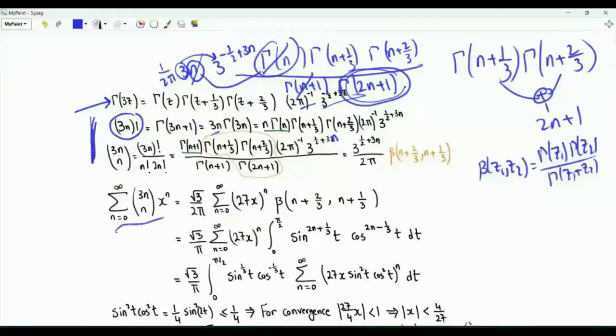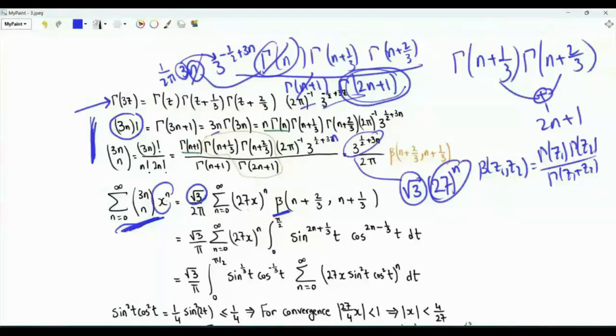We make use of this result here to write down this sum, this generating function, using the beta function. This term here can be written as the square root of 3, 27 to the power n. Here is the square root of 3. This term with x to the n can be written as 27x all to the power n. Then we have the beta function. Let's use the integral representation of the beta function.